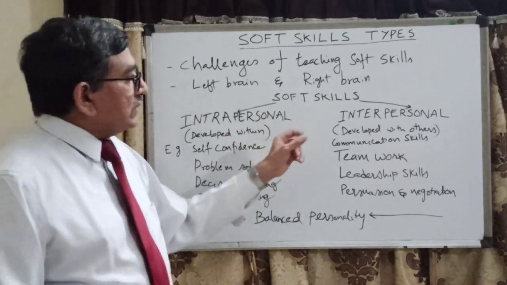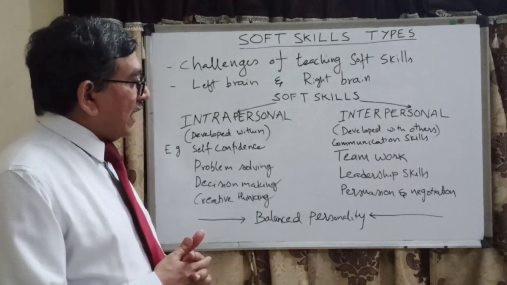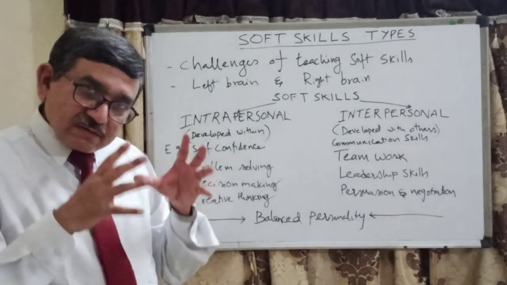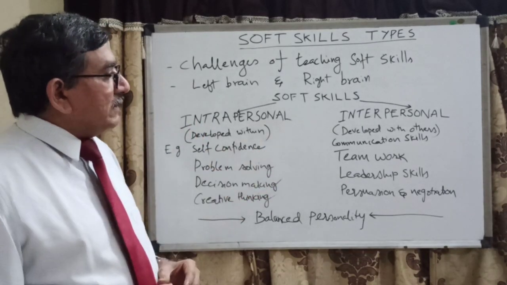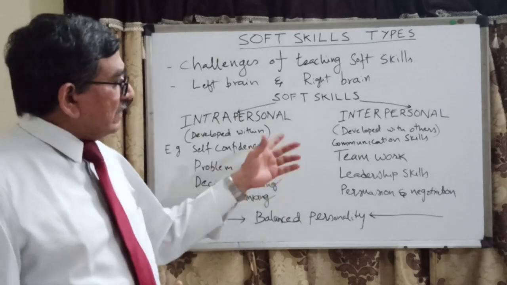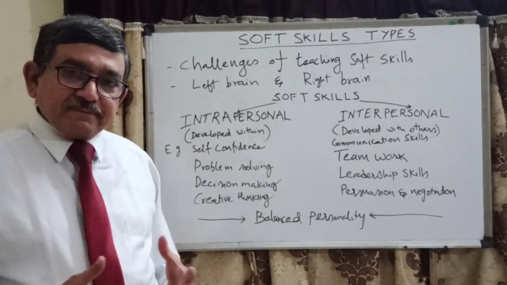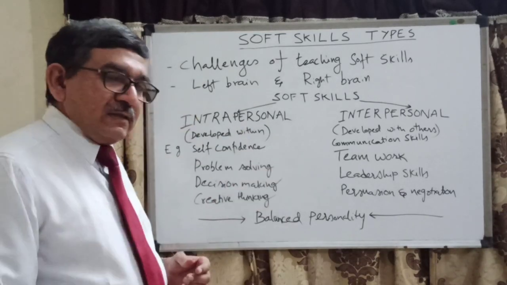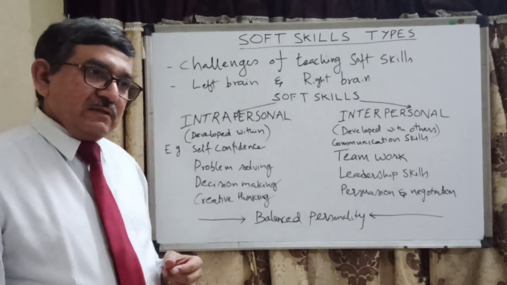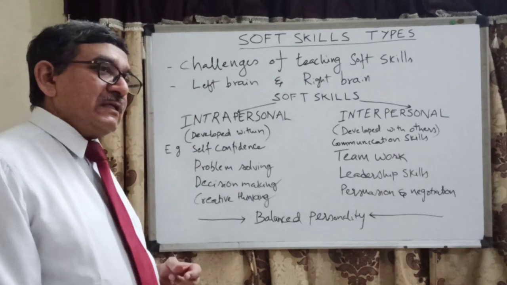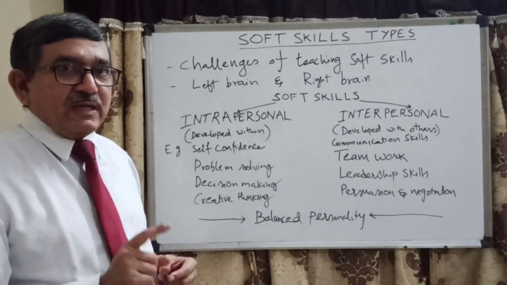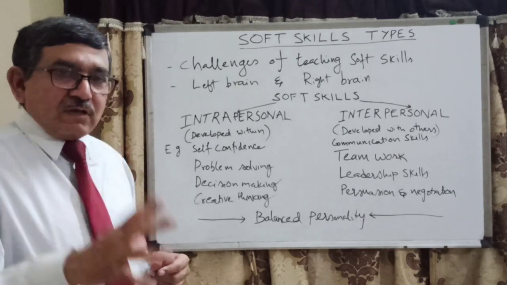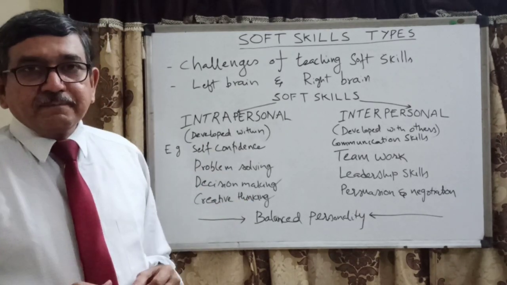Now we shall come to the interpersonal skills, and they are developed with the involvement of others. Others are involved in developing these skills. For example, communication skills are there. The other person has to understand what you are saying and what your intention is, and he has to sometimes read between the lines and beyond the lines. Then you are a good communicator. So others have to accept and they have to acknowledge that you are a good communicator.